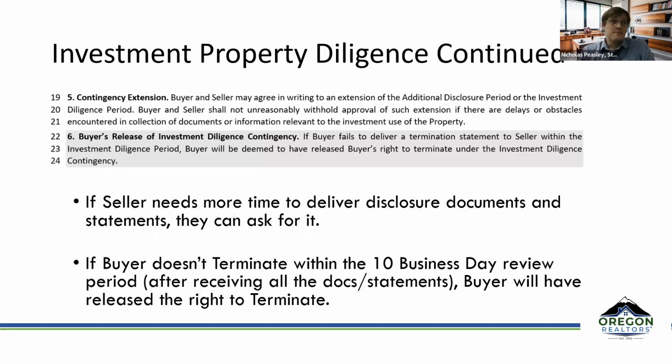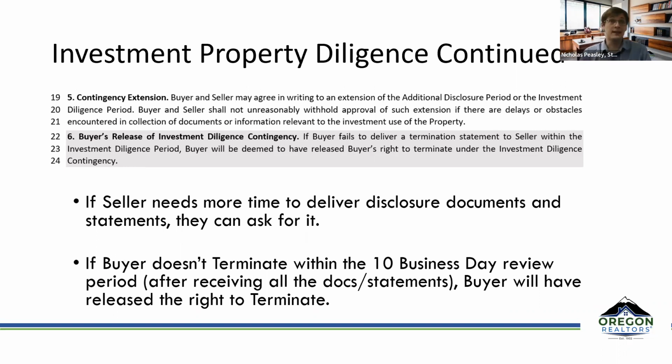If the seller needs more time, they can ask for it. That's always allowed. So the buyer and the seller is Section 5. Buyer and seller may agree in writing to an extension of the additional disclosures period or the investment diligence period. The buyer and the seller shall not unreasonably withhold approval for that extension.